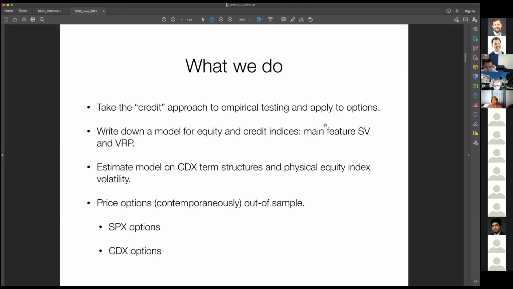On the estimation side, we use as inputs panels of CDX term structure. So we use panels of index CDS spreads from roughly 2005 to 2019, together with volatility for an equity index, the S&P 500 or the SPX vol, simply computed using historical returns on the index. So there's no derivatives price information used in the estimation at all. All we use is credit spreads and physical equity volatility. And then we simply take our model and ask it to give us prices of equity index options and credit spread options, and just see what comes up. That's pretty much the whole exercise. But I have to give you a little bit more detail than that.